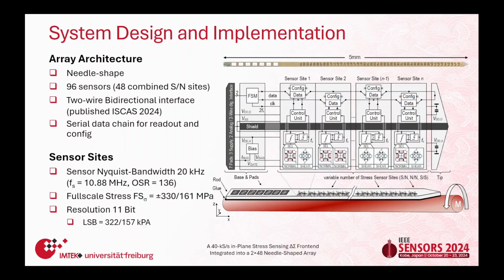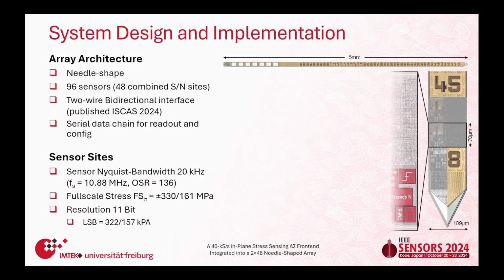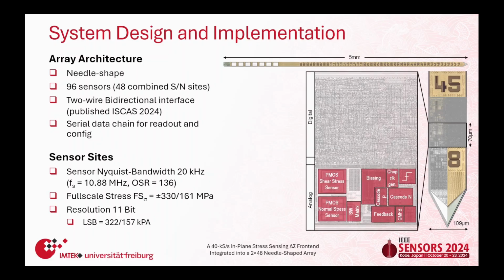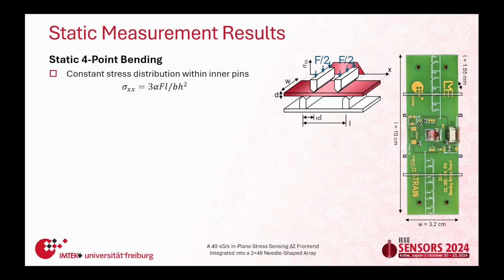It has 5 millimeters in length, with a width of about 110 micrometers. If you zoom in on one of the unit cells, we can see that roughly 60% is consumed by digital, whereas we have the analog blocks I've shown you before, somewhere over here, and especially these two sensors. I think you remember these from one of the previous slides: the shear stress sensor and normal stress sensor.